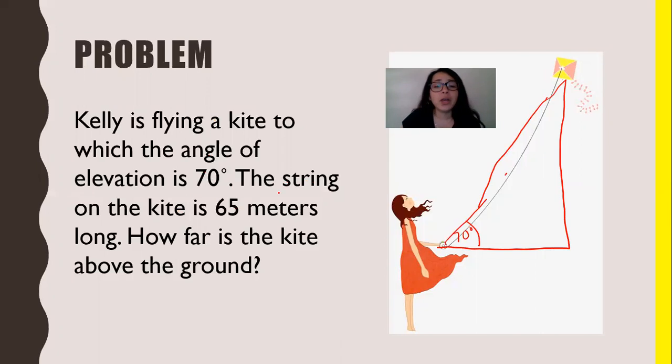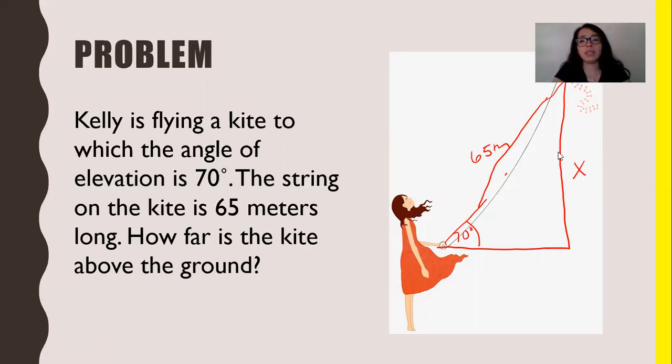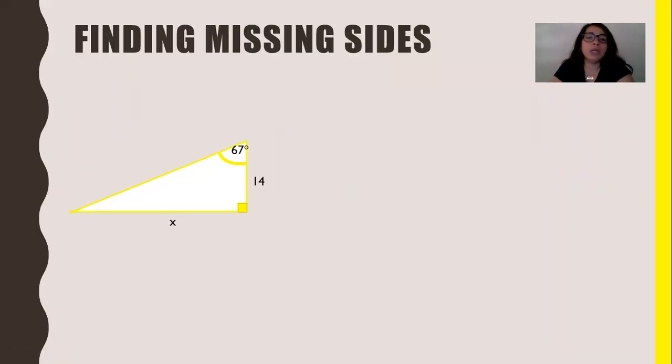That's what this tells me. And then it says the string on the kite is 65 meters. So I know that this string is 65 meters, but what they want to know is how far the kite is above the ground. It's not from where she's holding it, but from the ground to the kite. So we know that's our X. That's the information they give us for now. We'll solve it at the end, but this is what we're going to try to figure out.